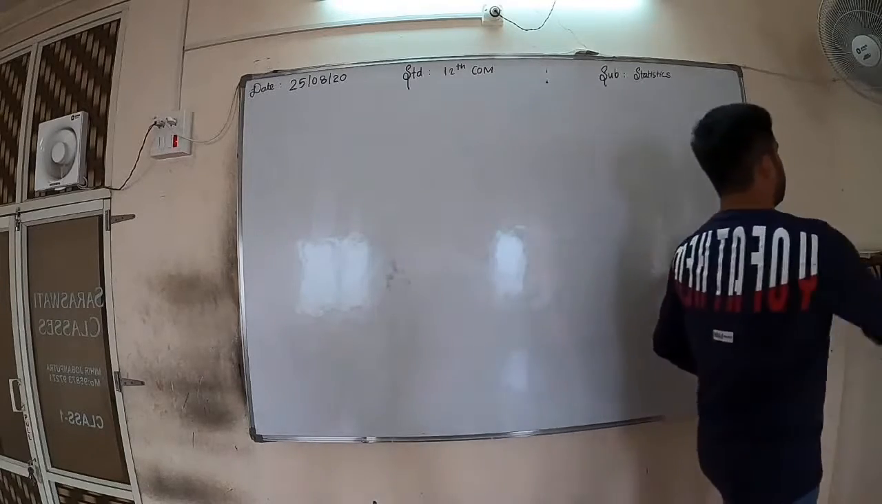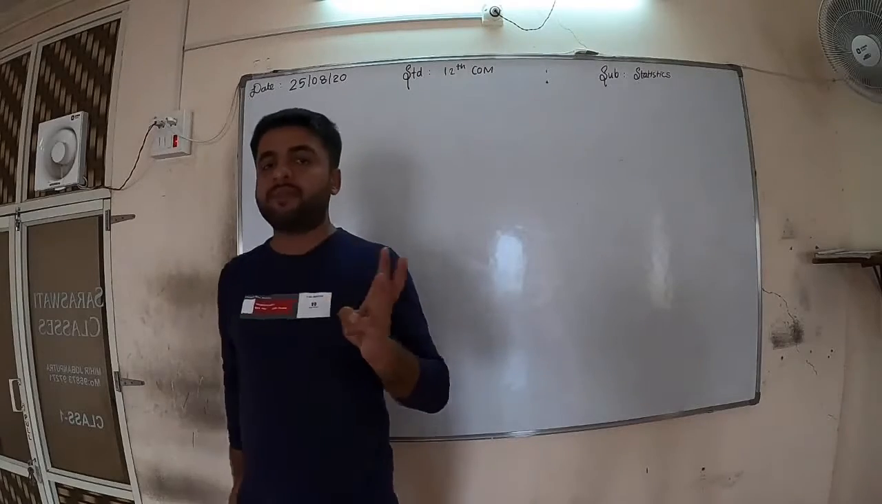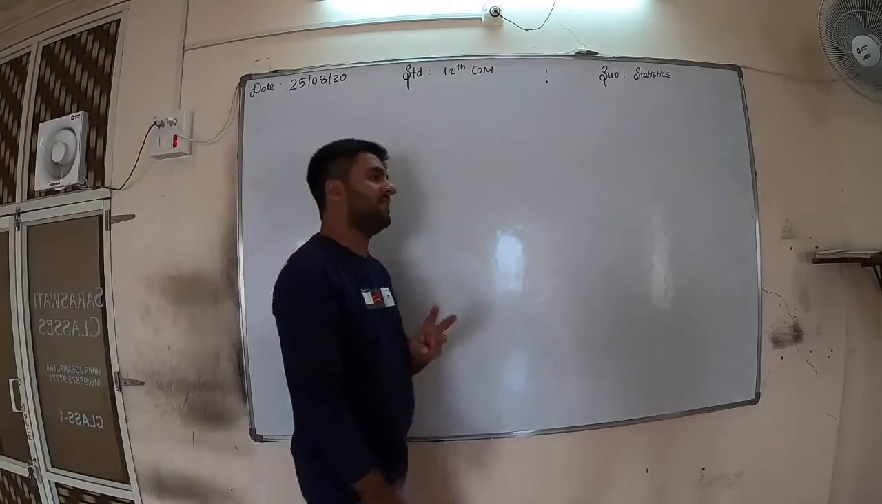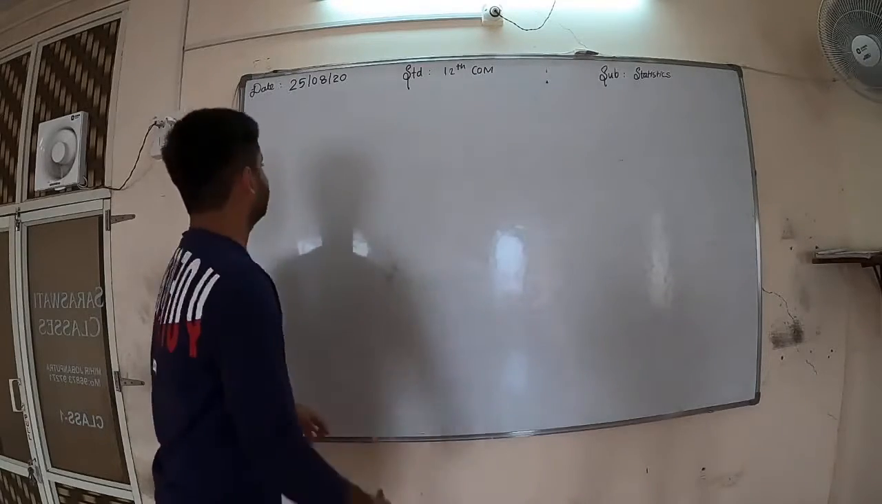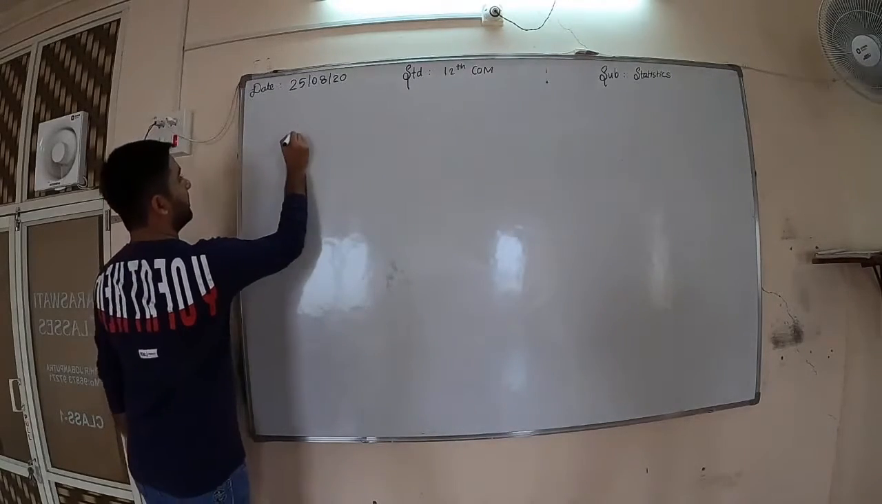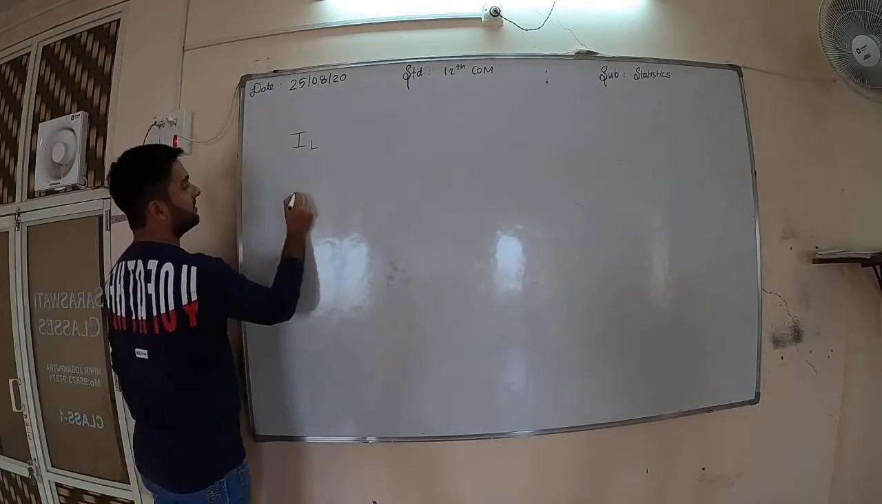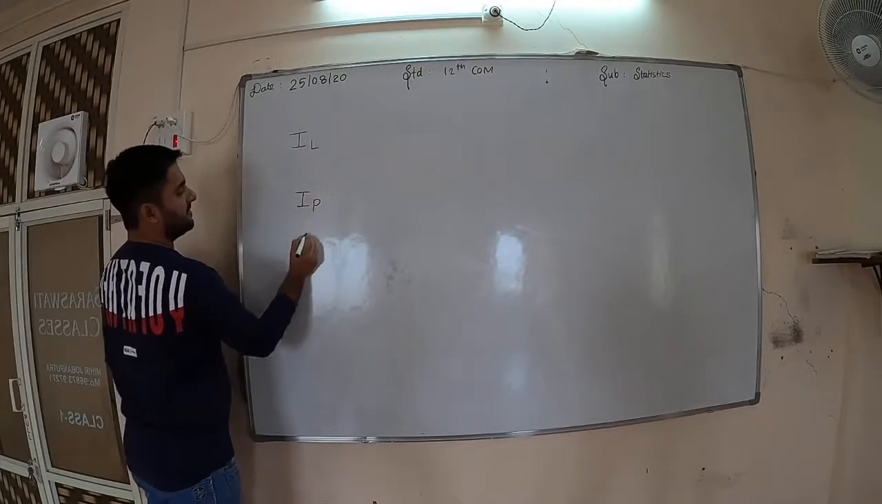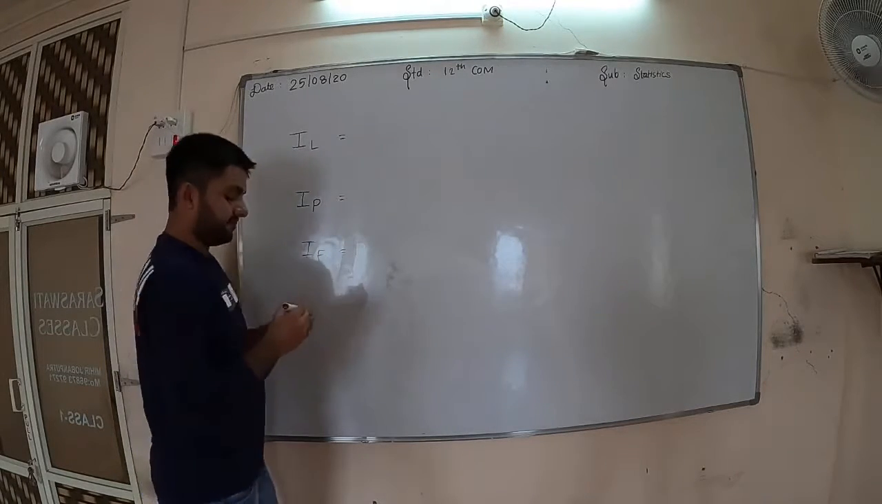Yesterday we learned three new formulas for index numbers, that is Laspeyres, Paasche and Fisher. Let us revise the formulas. IL, that is Laspeyres, IP, that is Paasche, IF, that is Fisher.